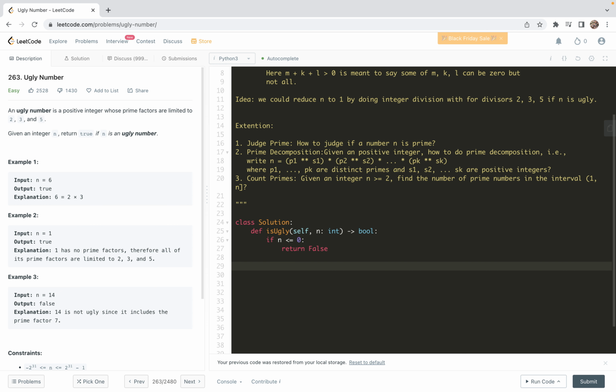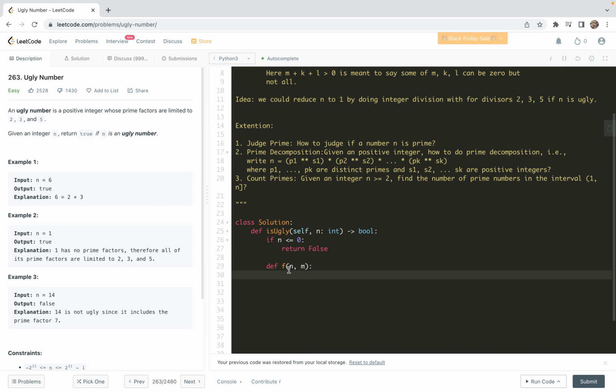Now with that done, let's do the coding here. This is actually very simple, right? First, because of the problem statement, an ugly number is a positive integer. So first we want to check this case. If n is less than or equal to 0, so non-positive, we are going to return false.